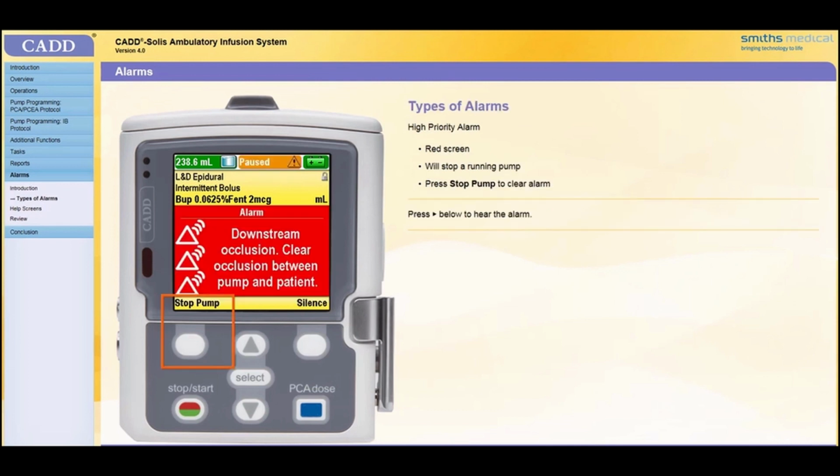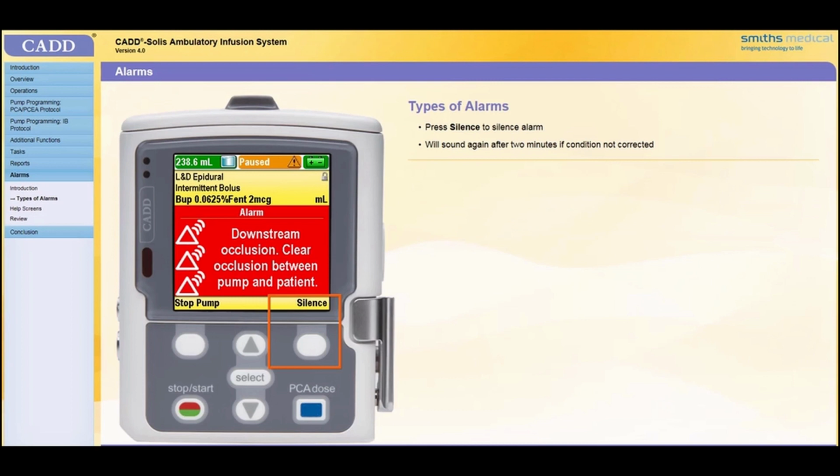A high priority alarm is accompanied by a red screen. If the pump is running, it will stop when a high priority alarm activates. The alarm will continue until you press a key on the pump or correct the condition that triggered the alarm. You may press Stop Pump to clear the alarm, or you may press Silence to silence the alarm. If you silence the alarm and the problem condition is not corrected, the alarm will sound again after 2 minutes.